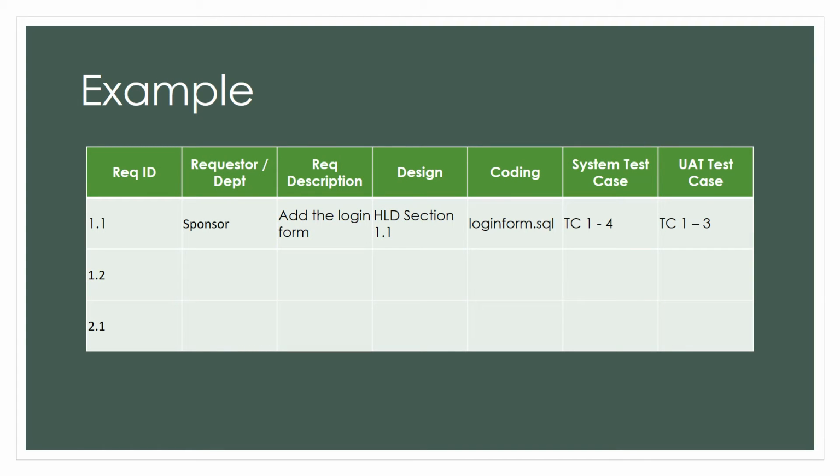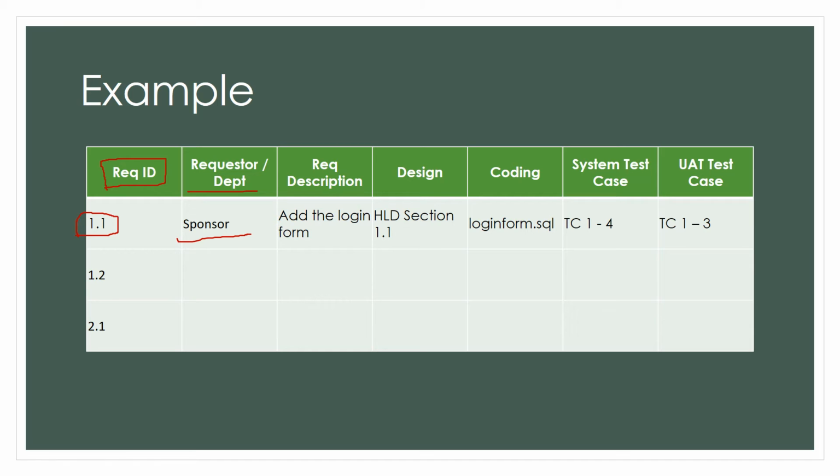Now, this is the example that I was talking about. Obviously, for a large project, the requirement IDs themselves will run into thousands. For smaller projects, it may not be that big, but the requirement ID is basically the number given to the requirement. So we are taking a look at requirement ID 1.1. Now, who requested this? It was requested by the sponsor. This is something which you can take note of.